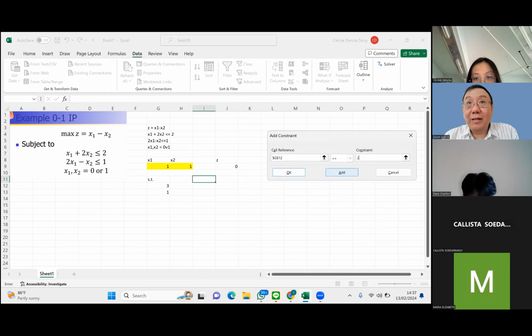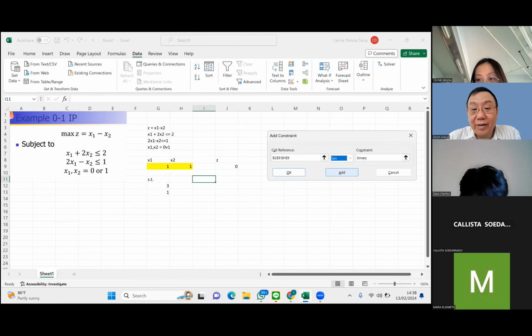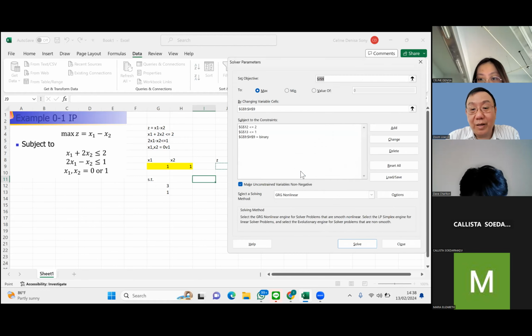And then the second constraint, less than 1. And then the two variables, x1, x2, you highlight G9 and H9, the two of them. Yes, the yellow one. Since we are talking about 0 and 1, it is binary, bin. Okay, and click OK.